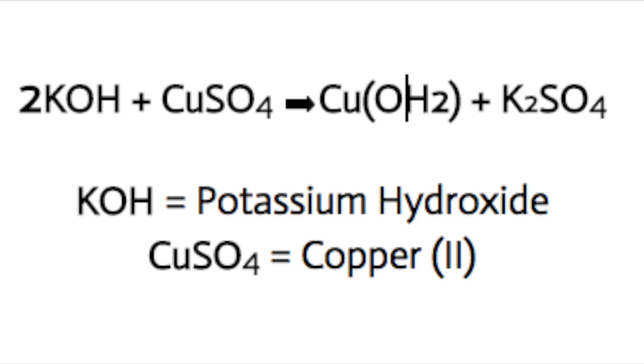The balanced equation presented for the lab we performed is 2KOH reacts with CuSO4, which yields Cu(OH)2 and K2SO4. 2KOH represents 2 moles of potassium hydroxide, and this reacts with 1 mole of copper sulfate to yield 1 mole of copper hydroxide and 1 mole of potassium sulfate. The mole ratio of this equation is 2 to 1. This ratio is represented between the amounts of reactants to products.